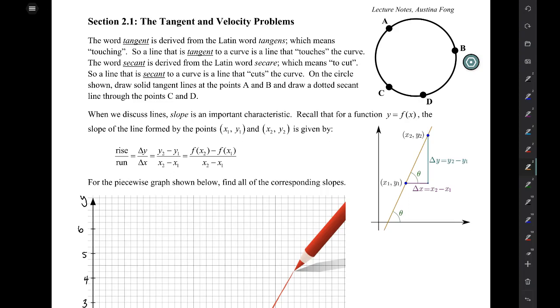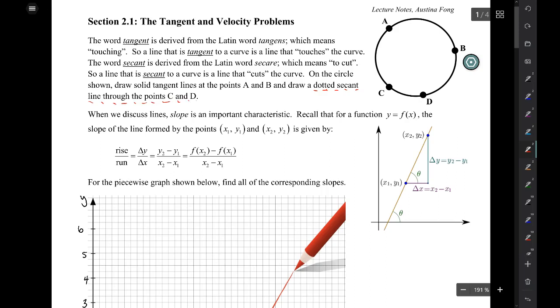Okay, so let's go ahead and get some practice with drawing secant lines and tangent lines. Let's actually start with drawing a dotted secant line through the points C and D. So I think maybe I'll do that with a red line here. I'm going to do a dotted secant line. I'm just going to underline it so I know which one I'm using. So, a dotted secant line through C and D.